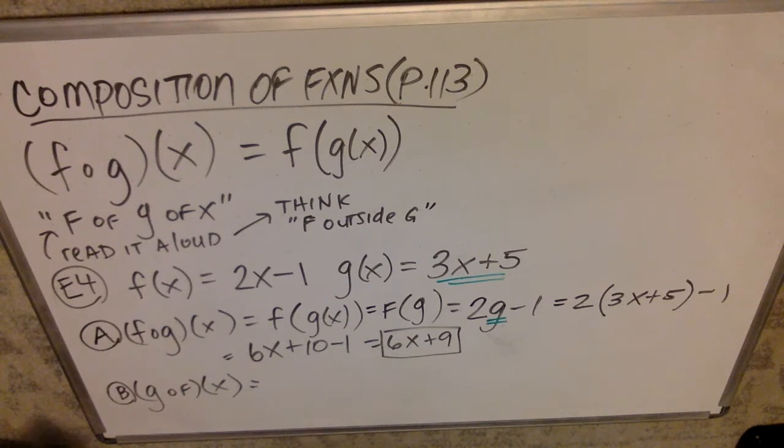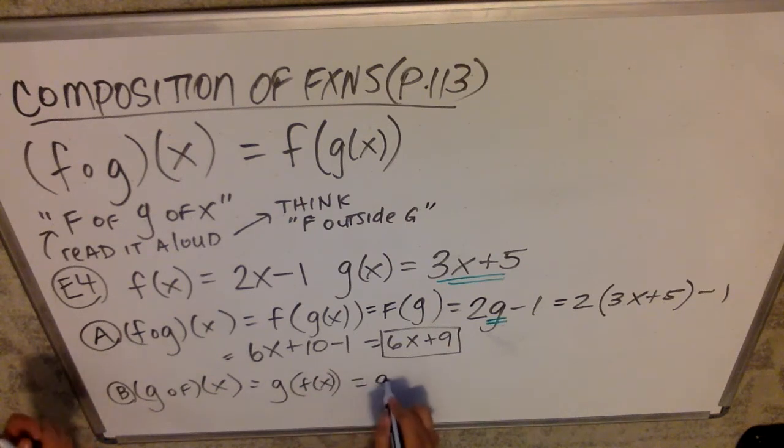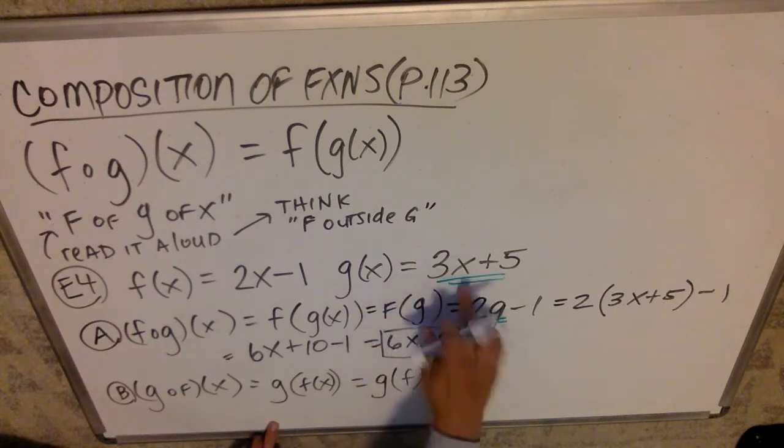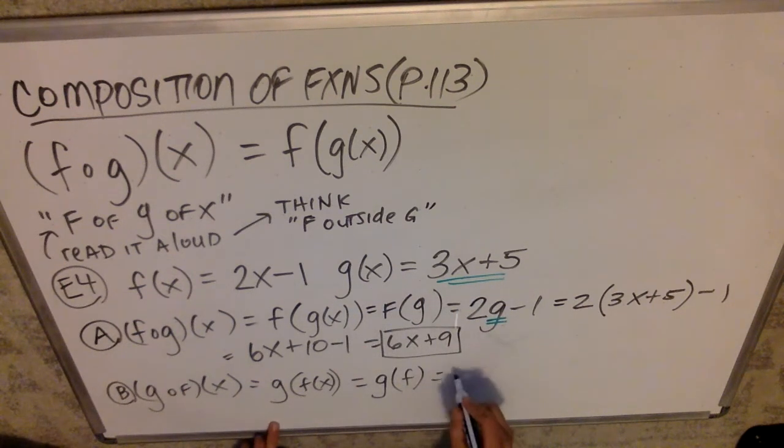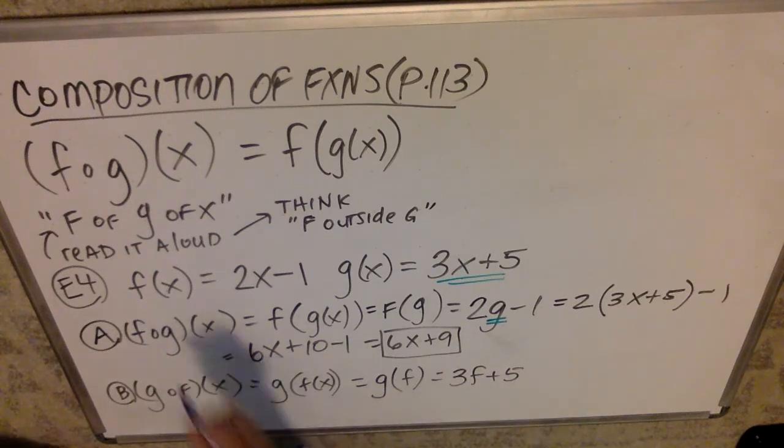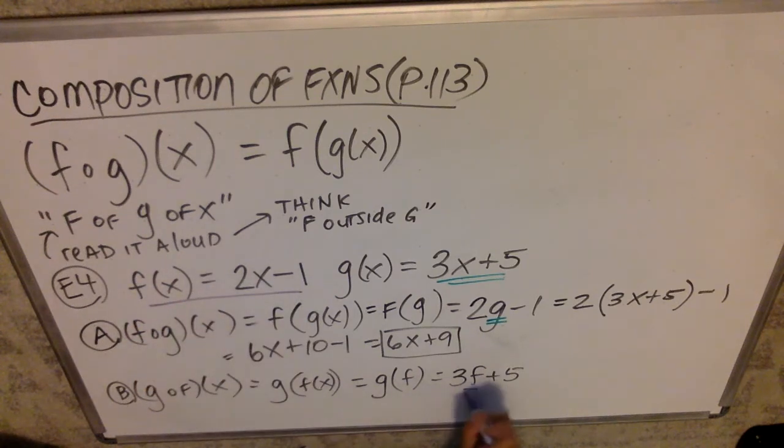Now let's do the other direction, g outside f. So g of f. That's going to be g outside the f function. So what that's going to look like for our purposes is g, and then plug in the letter f into the g function. Well, the g function is 3x plus 5. So g of f should be 3f plus 5. But f isn't really just an f. My f is a 2x minus 1.